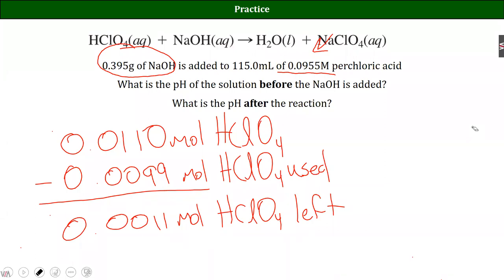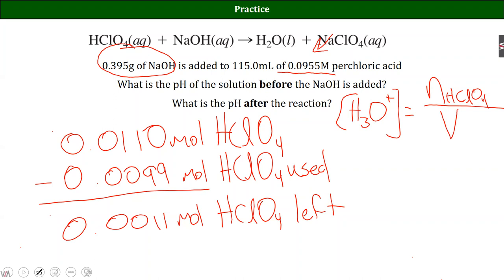Last step, and then we'll take our break. For the pH after the reaction, we need not just how many moles of acid are left, we need the concentration, which is moles divided by liters. So our concentration of the acid is moles of acid divided by volume in liters. What's the volume after the reaction? Thoughts?